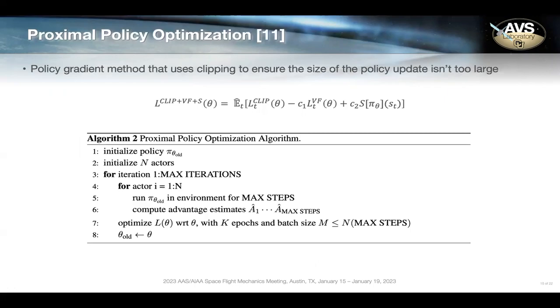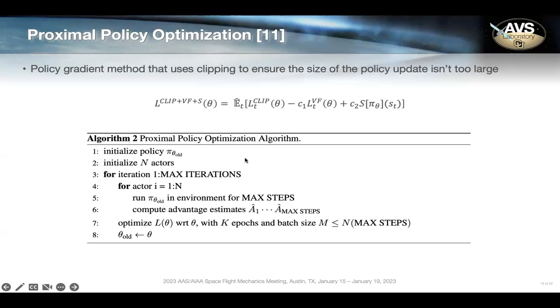So it's kind of a mix between a policy gradient method and, well, it's also an actor-critic method. So here's the loss function. We have the policy loss, which is this L clip. We have the value function loss, and then I think this component here is entropy.